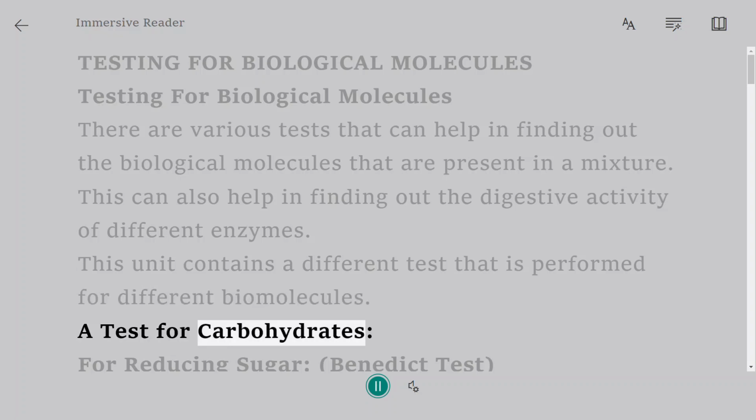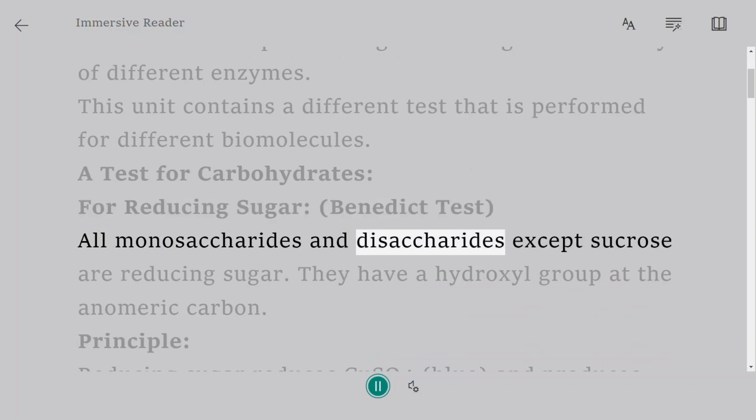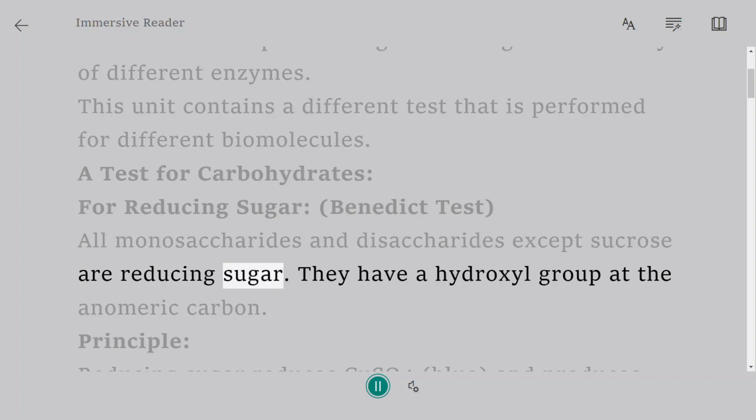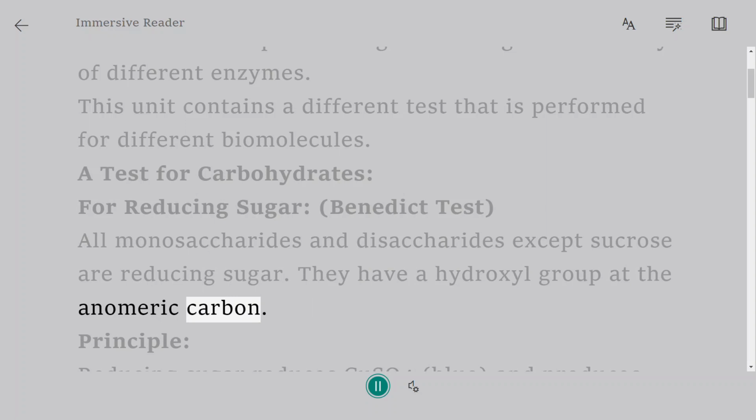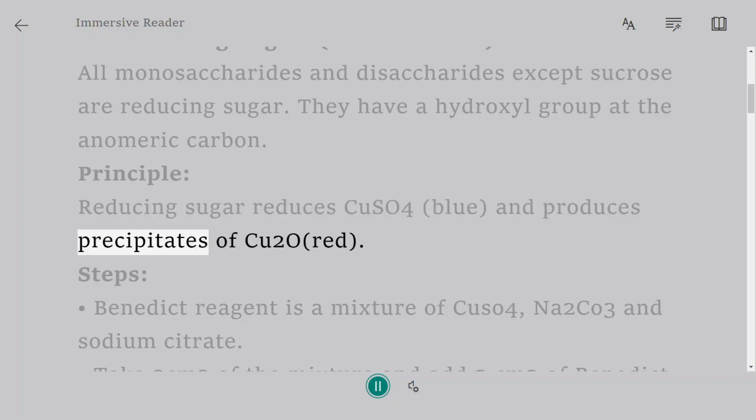A test for carbohydrates. For reducing sugar, Benedict test. All monosaccharides and disaccharides except sucrose are reducing sugars. They have a hydroxyl group at the anomeric carbon. Principle: reducing sugar reduces CuSO4, blue, and produces precipitates of Cu2O, red.